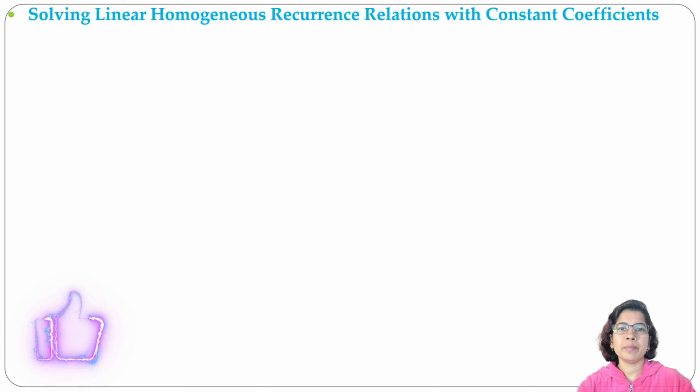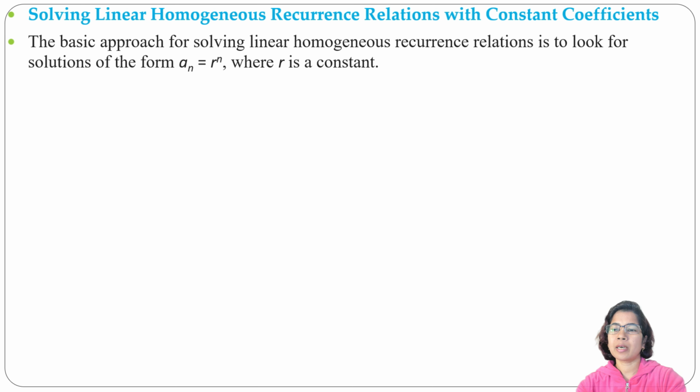Hey everyone, in the previous lecture I already discussed how to identify a linear homogeneous recurrence relation with constant coefficients. In today's lecture I will discuss how we can solve a linear homogeneous recurrence relation with constant coefficients. So the basic approach will be to compare a_n with r^n.